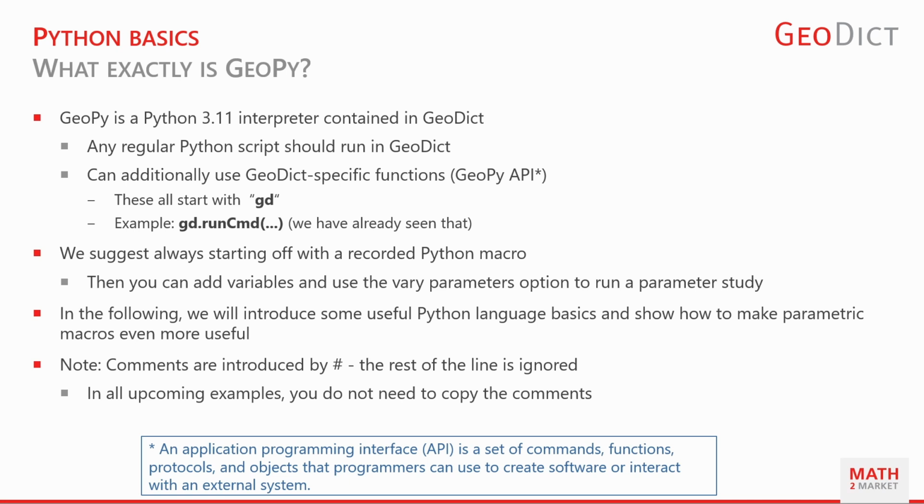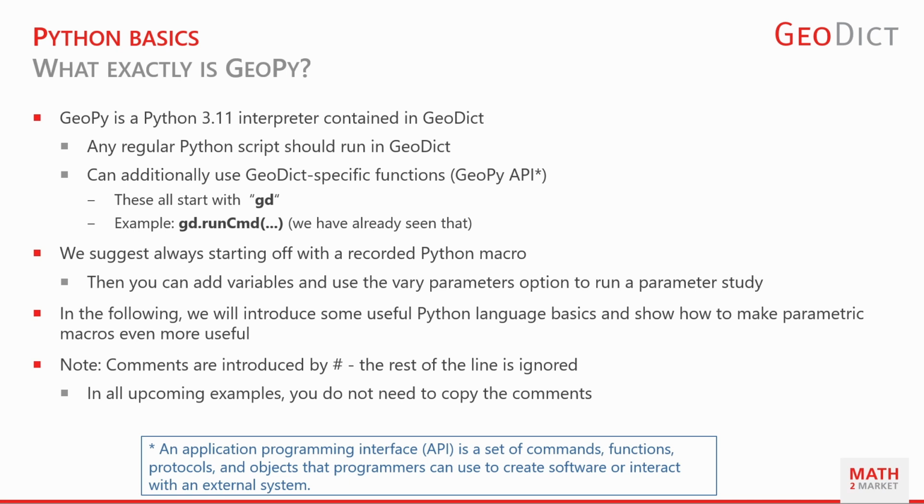GeoPy is an interpreter of Python 3.11, so that any regular Python script should run in GeoDict. However, GeoPy gives access to GeoDict-specific functions. They are called the GeoPy Application Program Interface, short API. And an API is a set of commands, functions, protocols, and objects that programmers can use to create software or interact with an external system. The GeoDict API commands all can be recognized by the prefix GD.